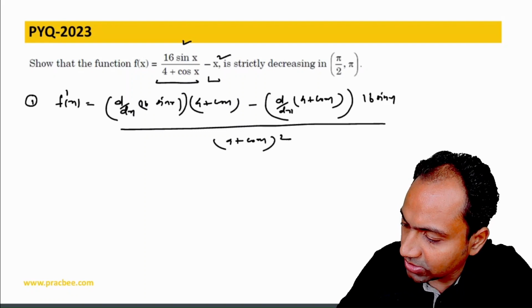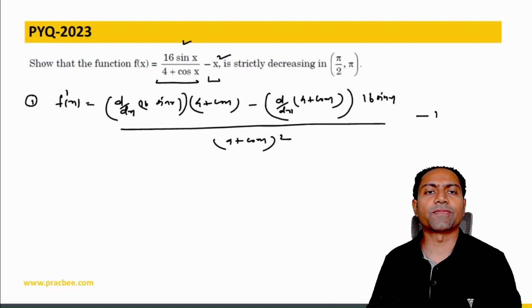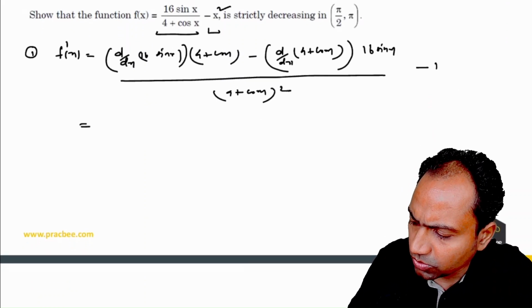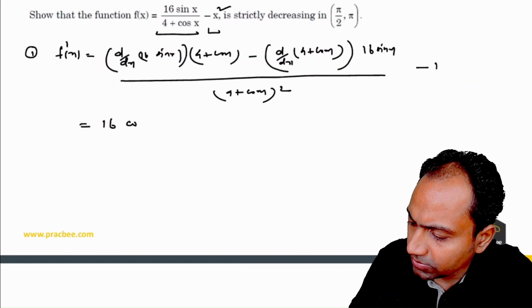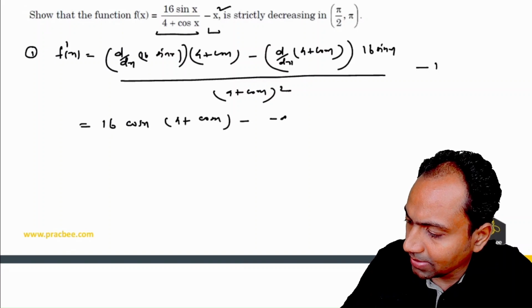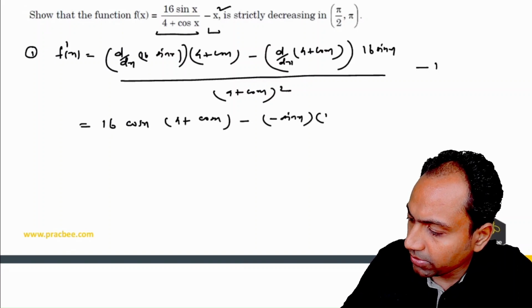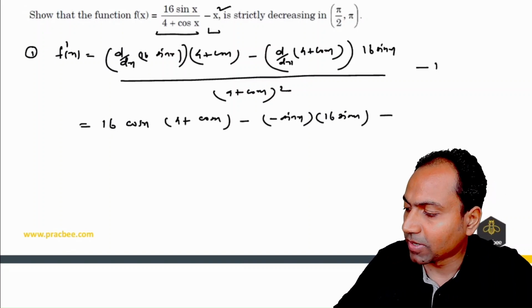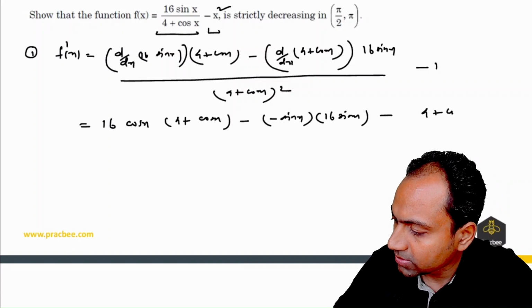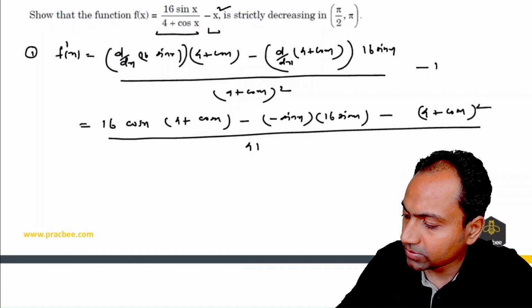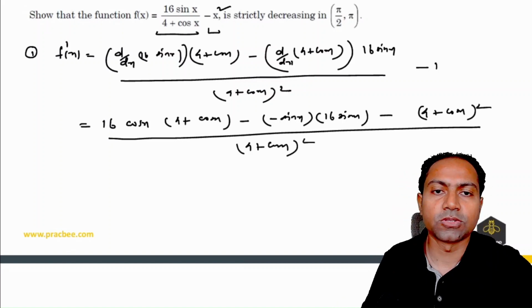And then if you differentiate this x, it comes out to be minus 1. So this is what we are getting as the expression of the derivative. Now we will have to do some calculation, and if I do so, the first part becomes 16 times cos x into (4 plus cos x). The second expression becomes nothing but minus sin x into 16 sin x. And if I take the LCM, the denominator becomes nothing but (4 plus cos x) whole square. So this is what we are getting.